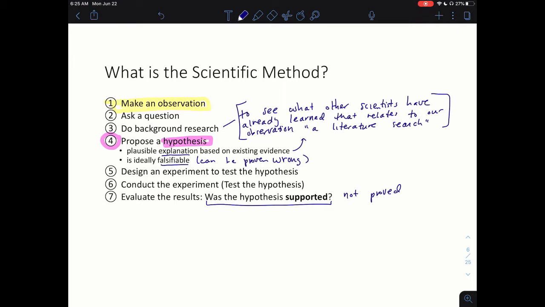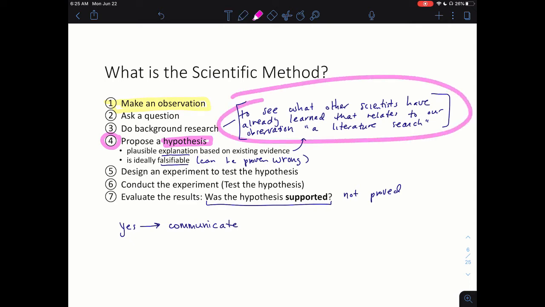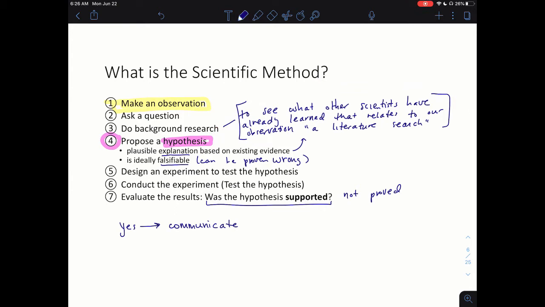Now, if the hypothesis was supported, what should you do? Well, the scientists should communicate with other scientists. Recall that literature search that we did at the beginning when we were developing our hypothesis. Once a scientist has conducted an experiment, they should add to the literature so other scientists can learn from their experiments.